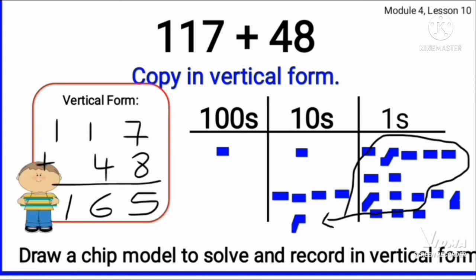117 plus 48. 1 chip in the hundreds place, 1 chip in the tens place, 7 chips in the ones place. 48, 4 chips in the tens place and 8 chips in the ones position. When I check my ones position, I have 15 chips. That means I can make a 10 and be left with 5. It's true, 7 plus 8 is 15. So 1 plus 1 is 2 plus 4 is 6. 6 tens now. And my 1 in the hundreds position, 165.